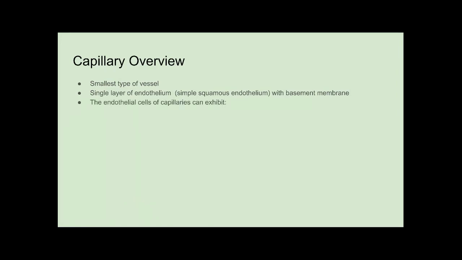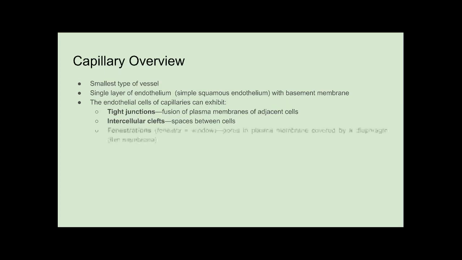And the endothelial cells can exhibit different features depending on where they're at in the body. These can be anything from tight junctions, which is a fusion of the plasma membranes of adjacent cells, intracellular clefts, which include spaces between cells, fenestrations, which are pores in the plasma membrane covered by a small thin membrane, and they can also exhibit vesicles.